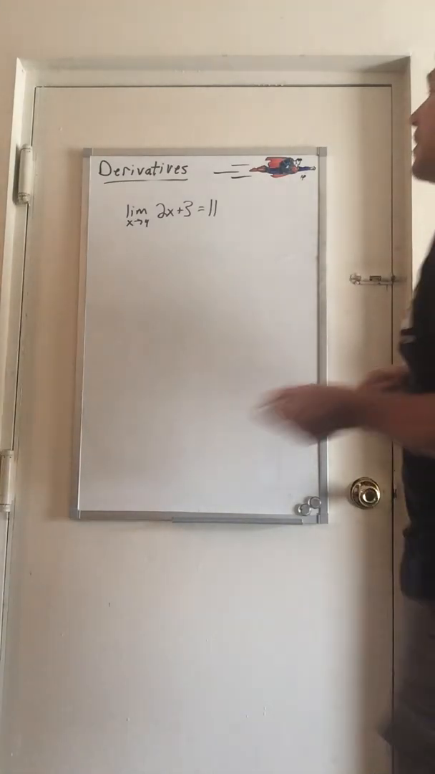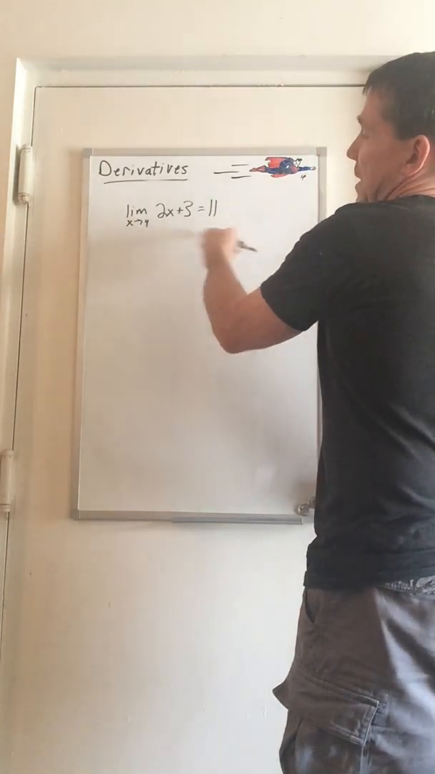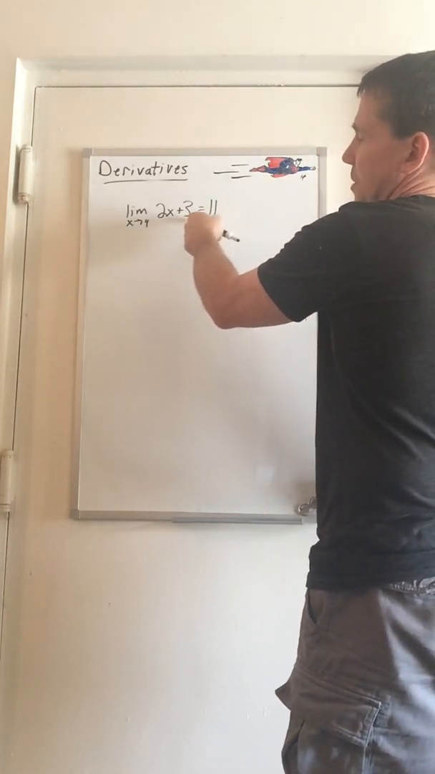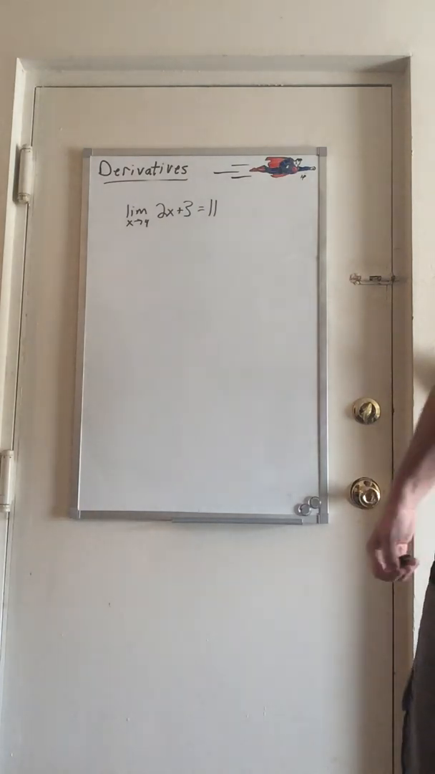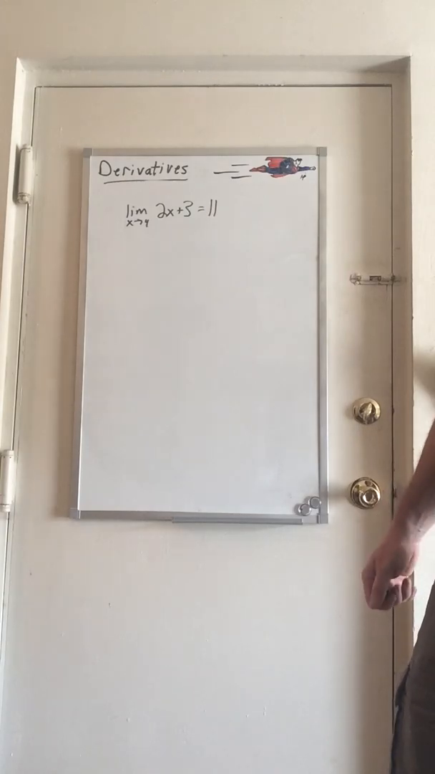So just really quickly, here, the limit as x approaches 4 of 2x plus 3 is 11. Just plug in the 4. 2 times 4 is 8, plus 3, which is 11. Show that this is true using the actual limit definition, the epsilon delta definition, the formal definition, whatever you want to call it.